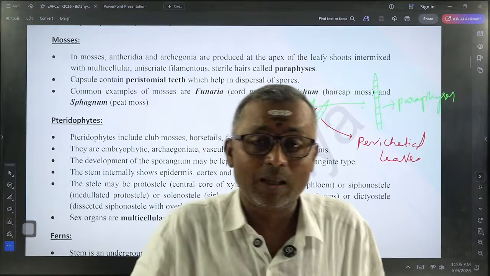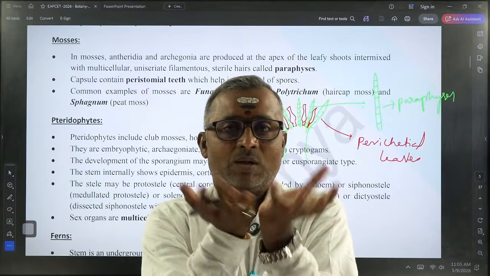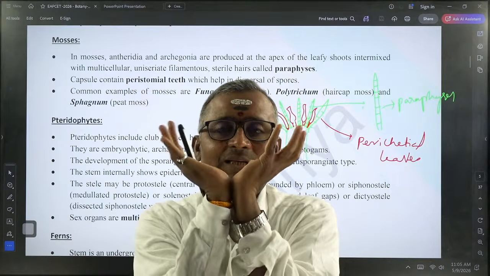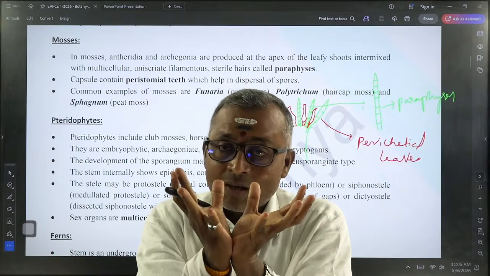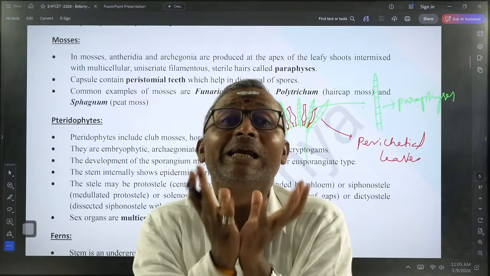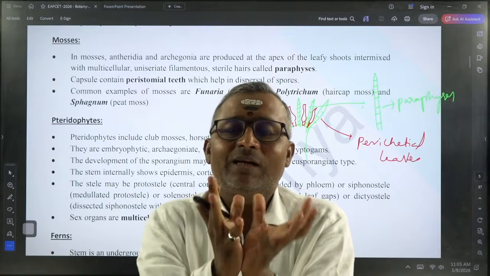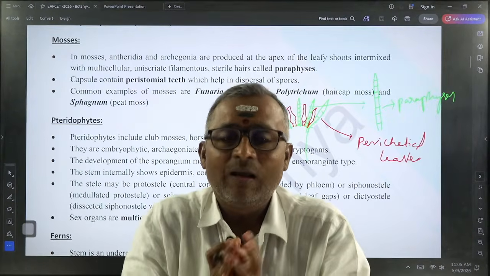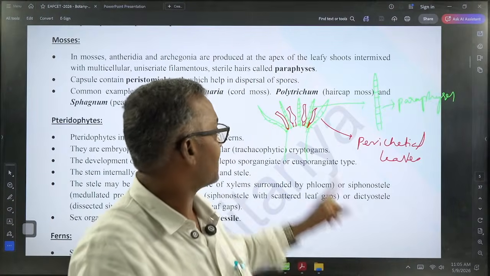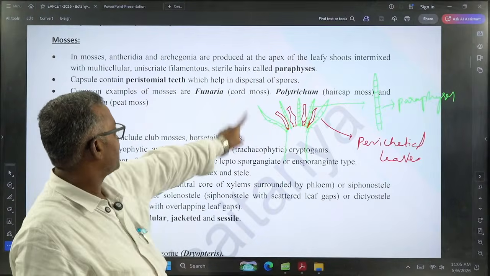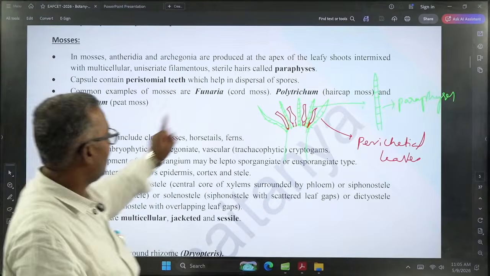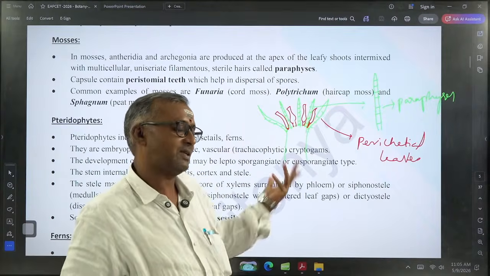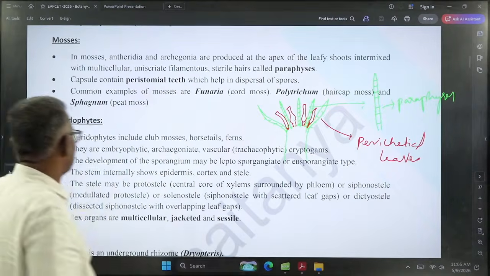That's why it is called moss flower. Why do they appear like a flower? Because the antheridia are orange in color, intermixed with paraphyses, and these orange colored antheridia are surrounded by perichaetial leaves. This perichaetial leaves arrangement makes the total antheridiophore appear like a flower. That's why it is called moss flower. So this is very important. Now they have paraphyses, and these are intermixed with the sex organs. The sex organs are antheridia and archegonia. So this we have to remember.